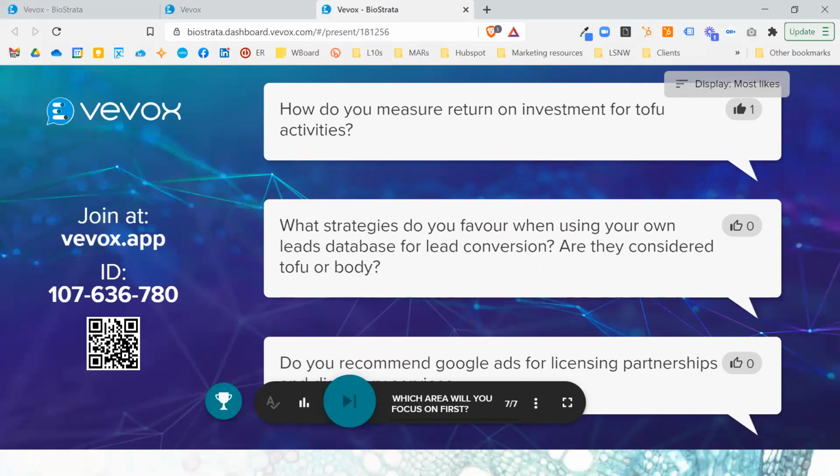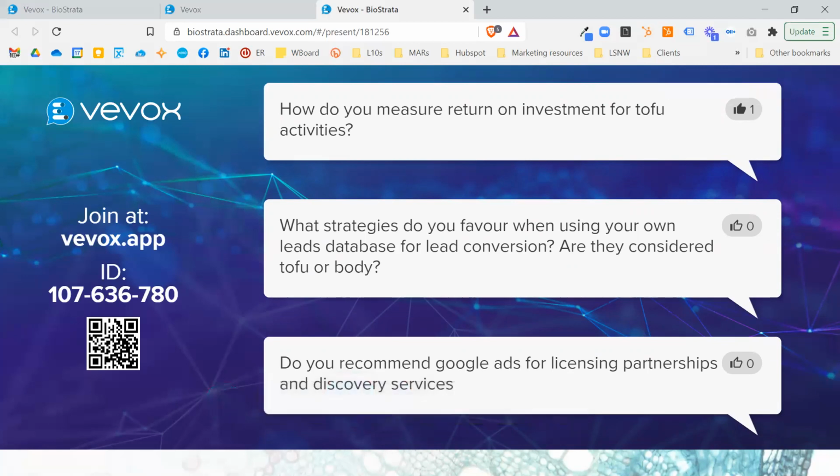What strategies do you favor when using your own leads database for lead conversion? Are they considered tofu or bofu? Your own leads database. That's a good question. It kind of depends on the level of engagement and interaction that you've had with those leads. So let's look at this in terms of examples.